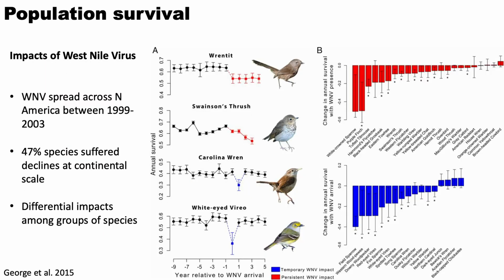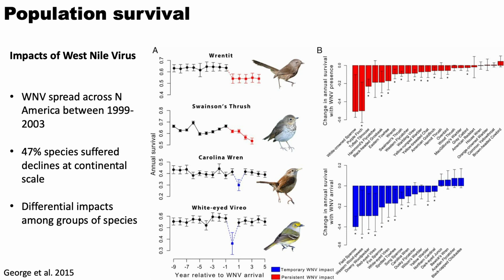Then this is a very interesting study which looked at population survival, and they looked at the impact of West Nile virus. This is a virus which impacts bird populations, and it spread across North America between 1999 and 2003. What they found is that 42% of the species suffered declines at the continental scale. So millions of birds died because of this particular disease. But when they looked at the impact of this virus on different bird species, they found a very differential response to this particular virus.